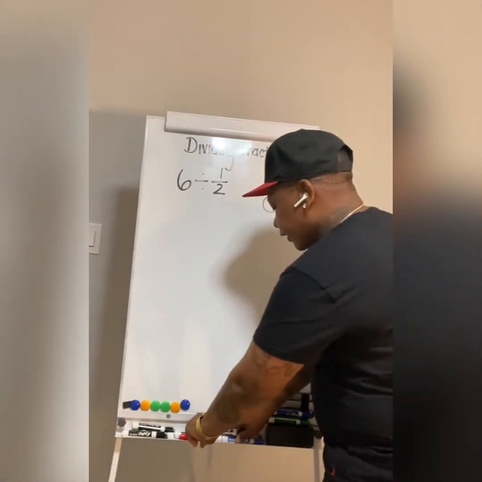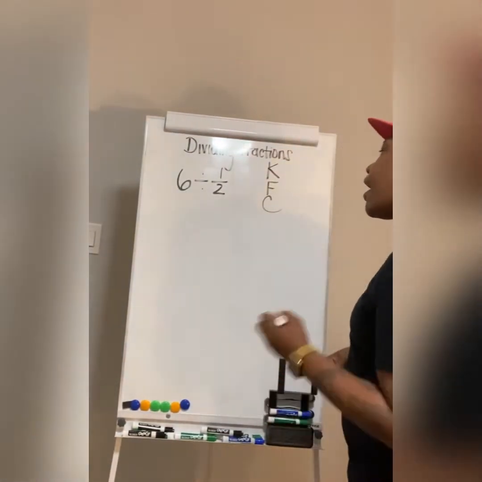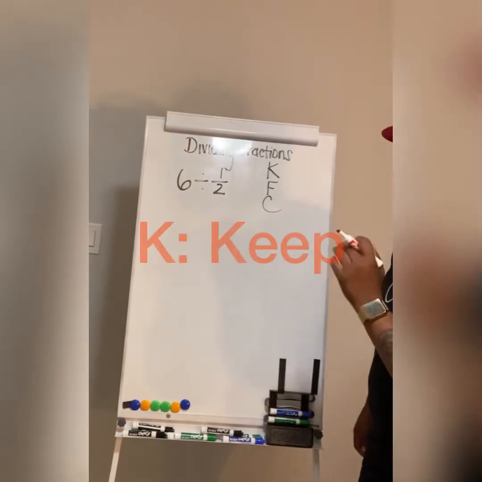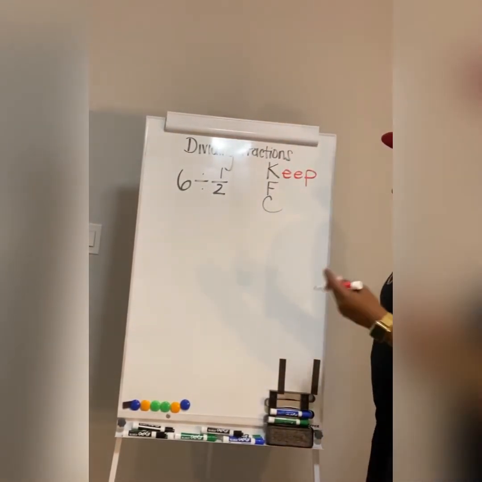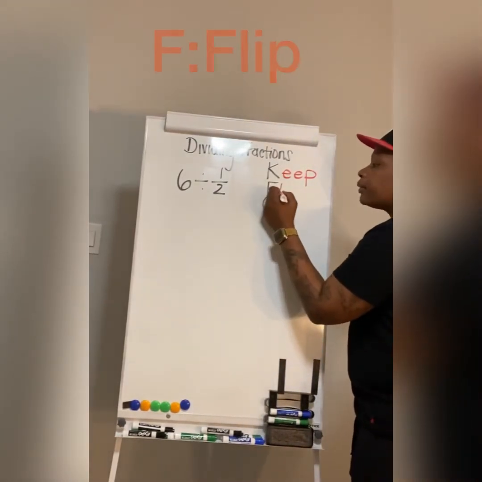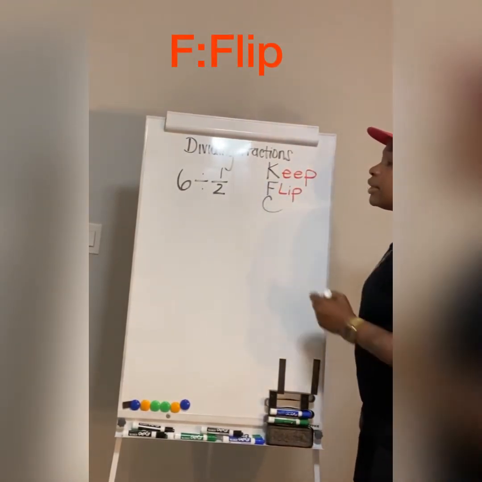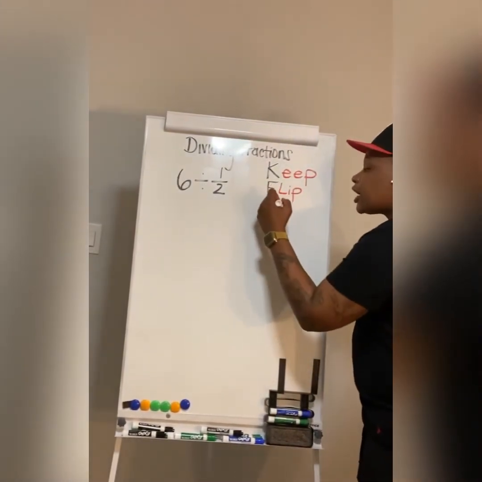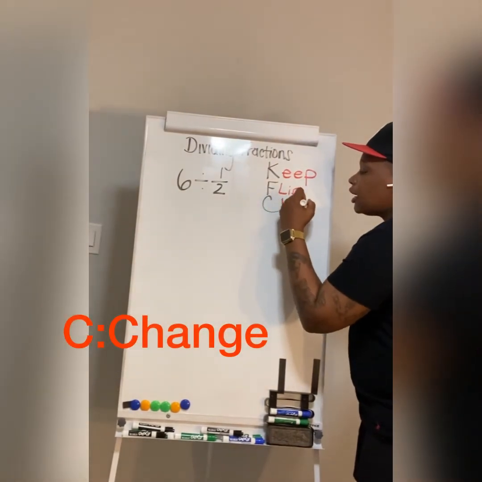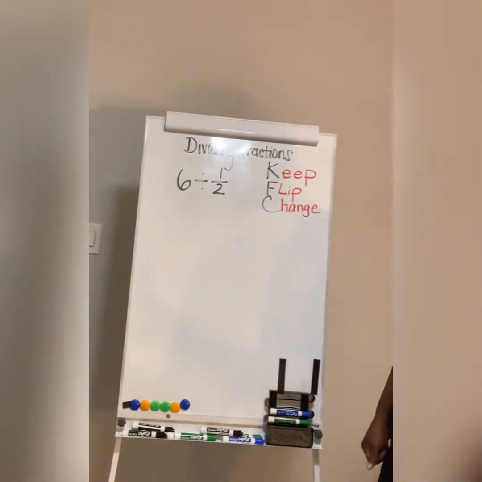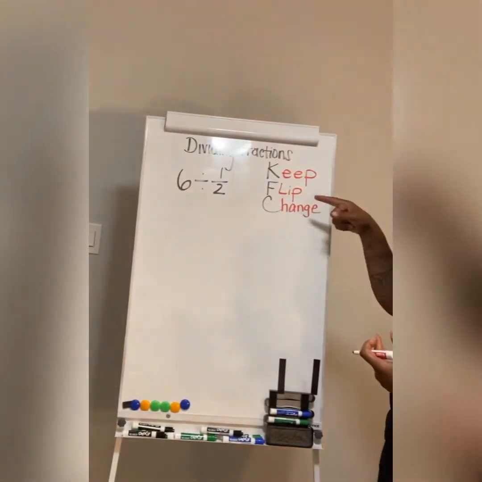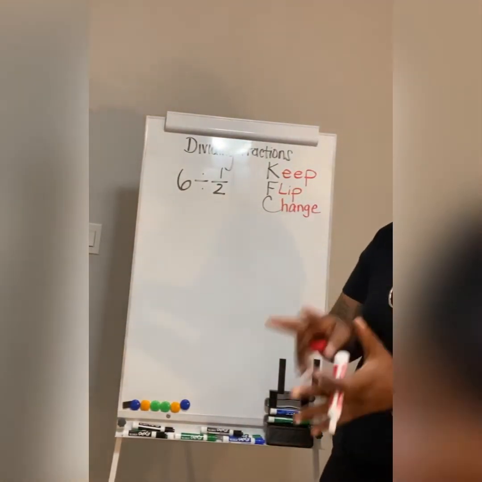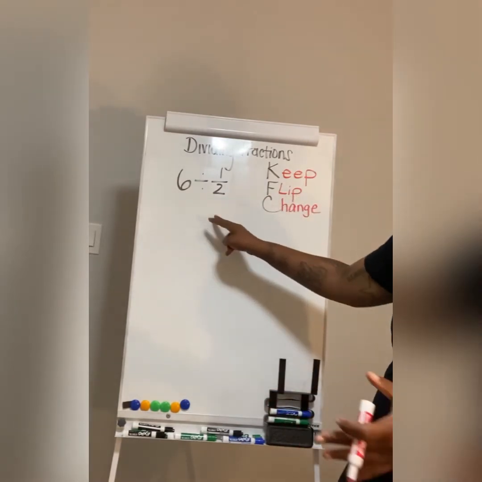So KFC. Our K is going to stand for keep. Our F is going to stand for flip. And our C is going to stand for change. You may have learned it KCF, but to help you remember it, KFC. Keep, flip, change. And so this is exactly what this means and how we apply it to this particular problem.